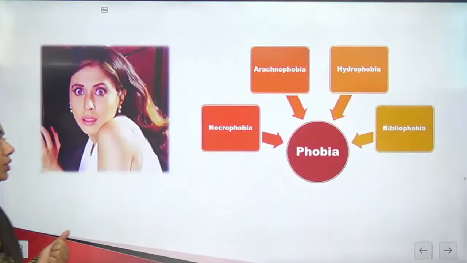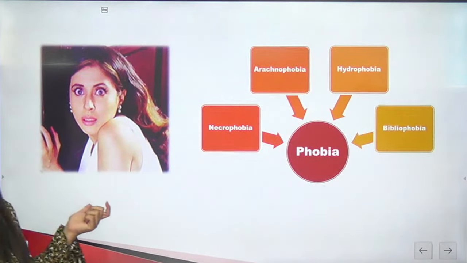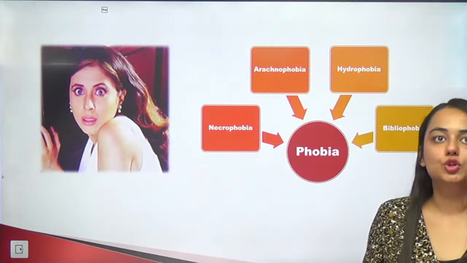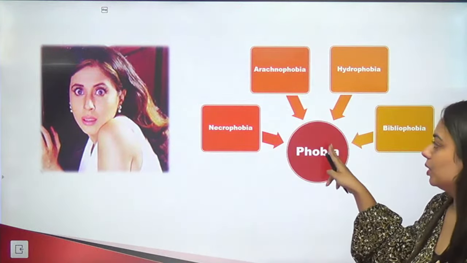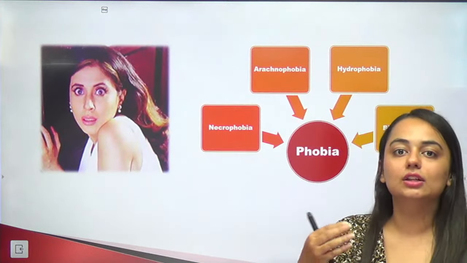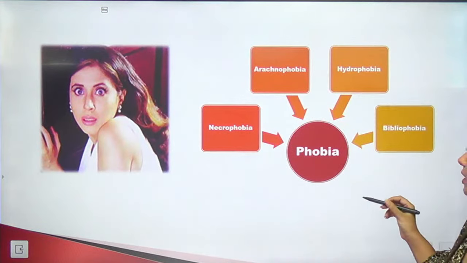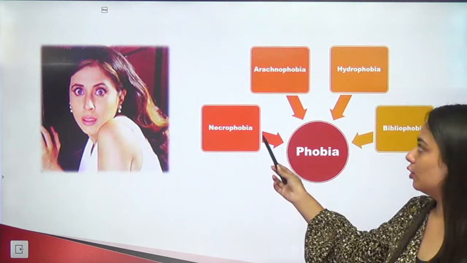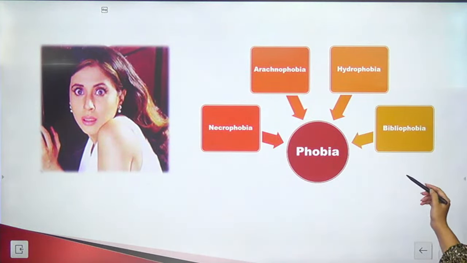Similarly, if we move on to the next slide, there is a picture of Urmila. She seems scared. And here we have a word, phobia, which means fear of something, right? Just by this root word, two methods are being applied here. We are learning the root method and the association method. There are different types of phobias like necrophobia, arachnophobia, hydrophobia, and bibliophobia.